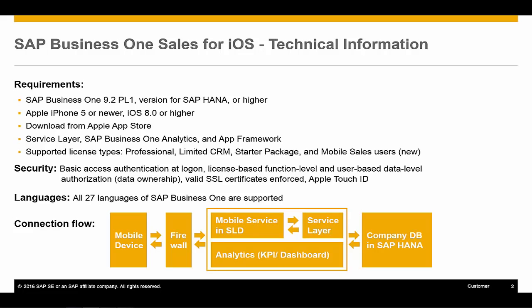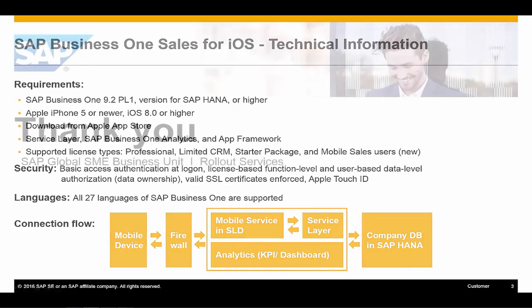And it supports the following license types, which include Professional, Limited CRM, Starter Package, and a new mobile user specifically tailored for this app only. From a security perspective, it uses basic access authentication at login, license-based functional level and user-based data level authorization, known as data ownership. Valid SSL certificates are enforced, and also it supports Apple Touch ID. It also supports all 27 languages of SAP Business One.